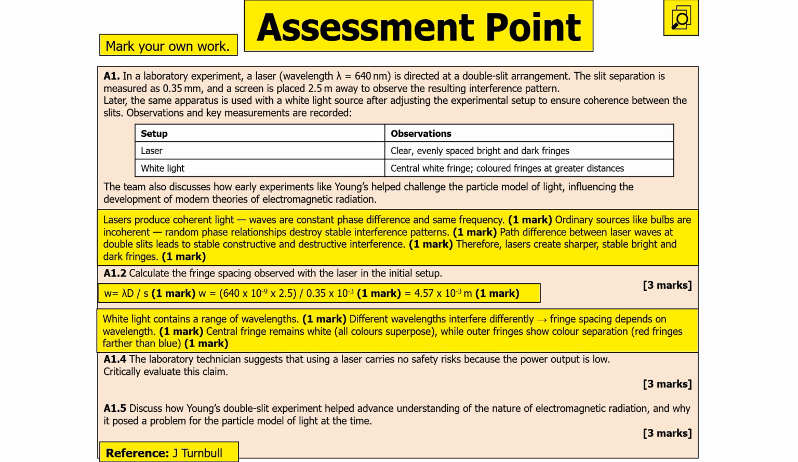White light contains ranges of different wavelengths. Different wavelengths will interfere differently, with their fringe spacings dependent on the wavelength. The central fringe remains white because all the colours superpose, whilst the outer fringes show a colour separation. Red fringes are further away than blue.